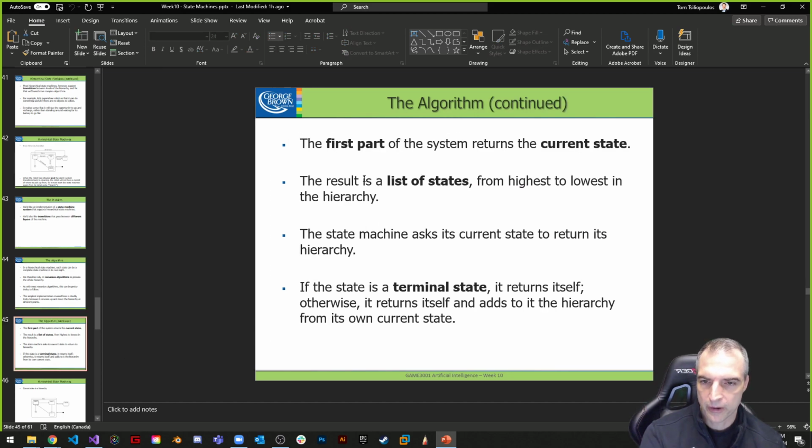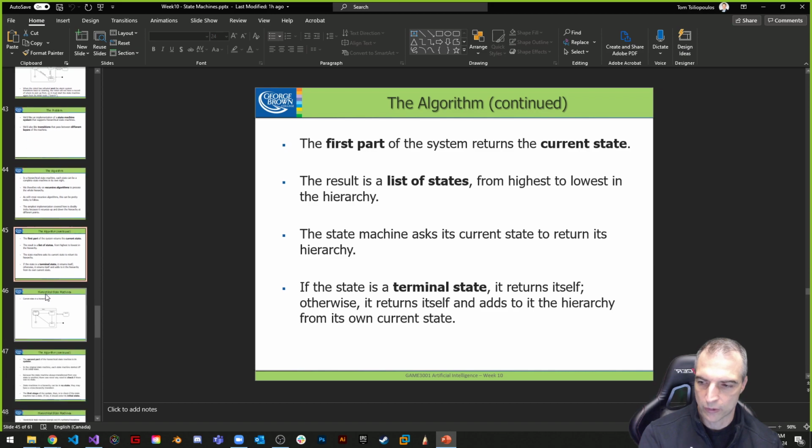So again, the first part of the system is that it returns the current state, and the result is a list of states from the highest to the lowest in the hierarchy. Highest would be the outer state: either I'm cleaning up or I'm recharging, one of the two. And then there's something called the terminal state. If I'm in the terminal state, I've done all my cleaning up, or I don't have any more power, as an example, then it returns itself.